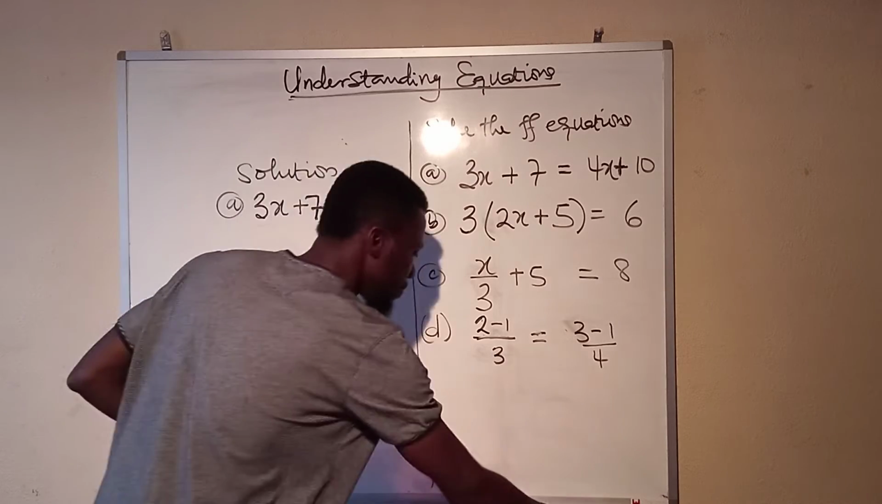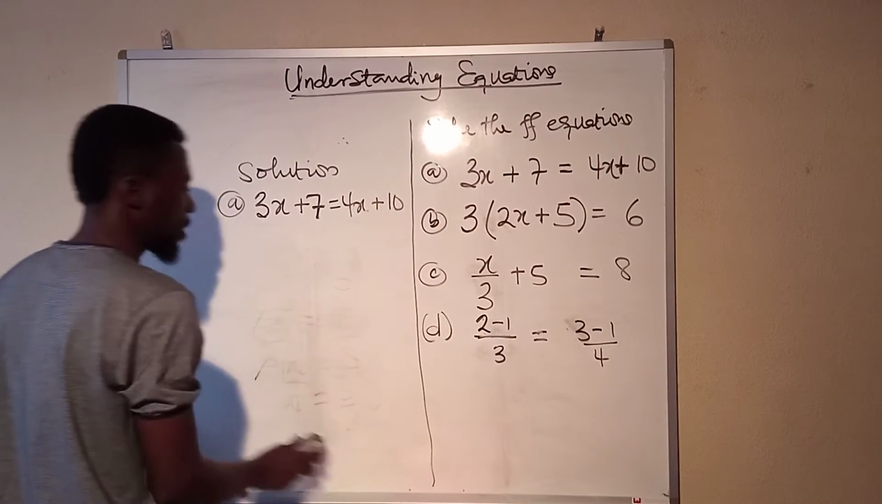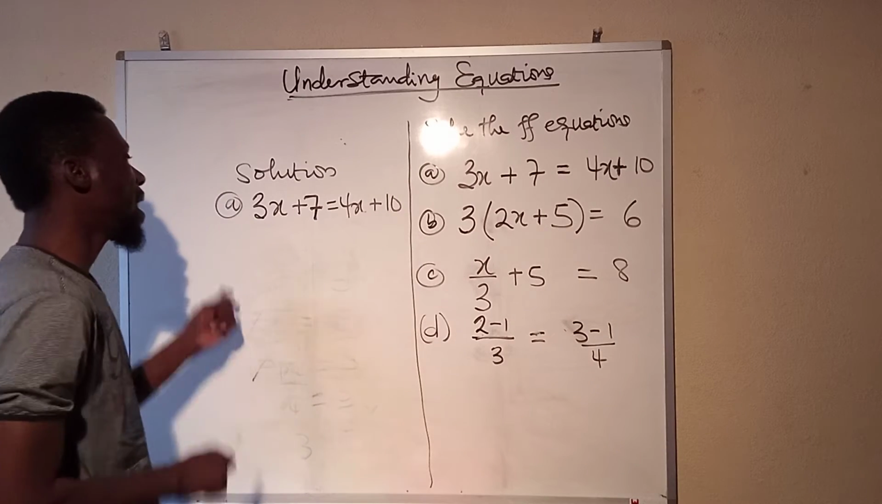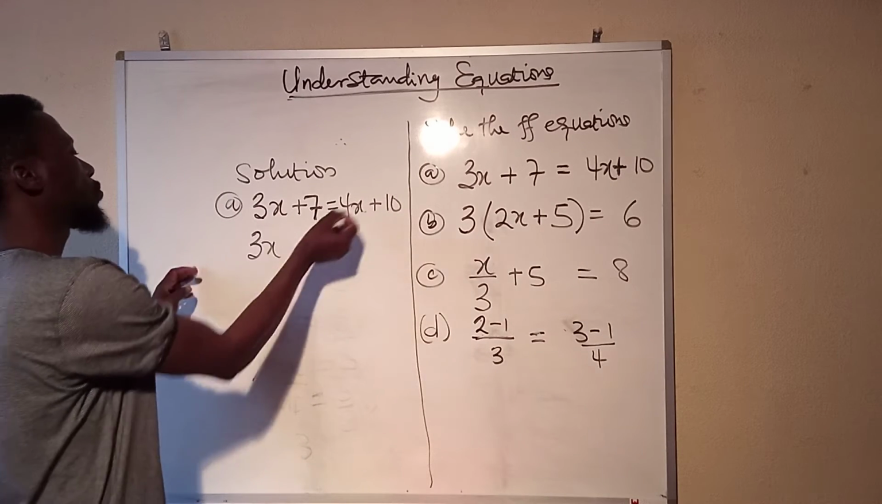So let's go quickly. Now that we know these things, when we are solving, everybody will understand and follow and know why we are doing certain things. So here, I will have 3x. I need to group like terms.